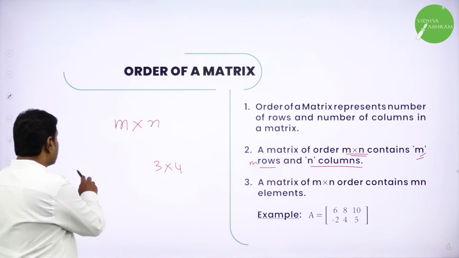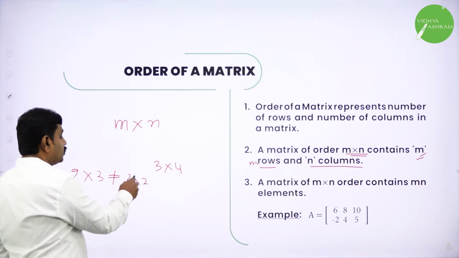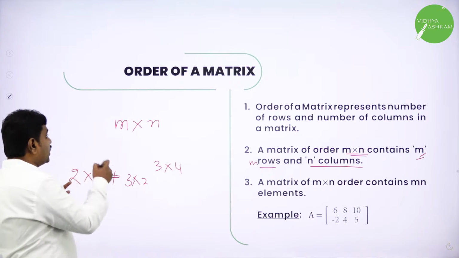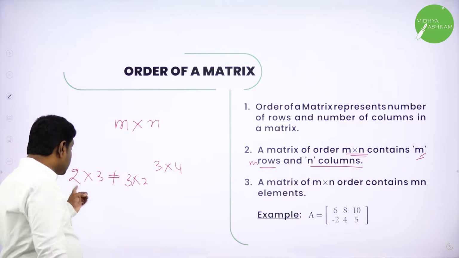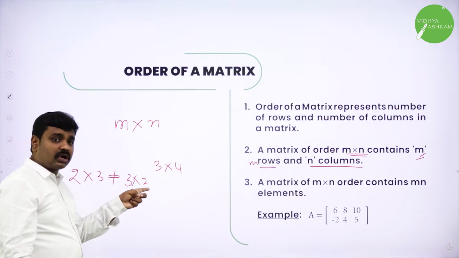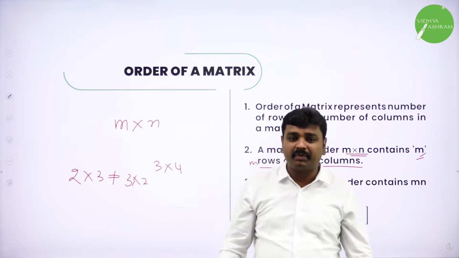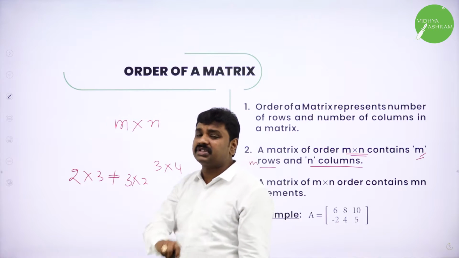And remember, 2 cross 3 is not equal to 3 cross 2. Orders are different. See, in maths 2 3s and 3 2s are same, but we read this as 2 cross 3, means order. So 2 rows 3 columns. Here 3 rows 2 columns. So m cross n is not equal to n cross m. M cross n represents order of a matrix. M represents number of rows and n represents number of columns.